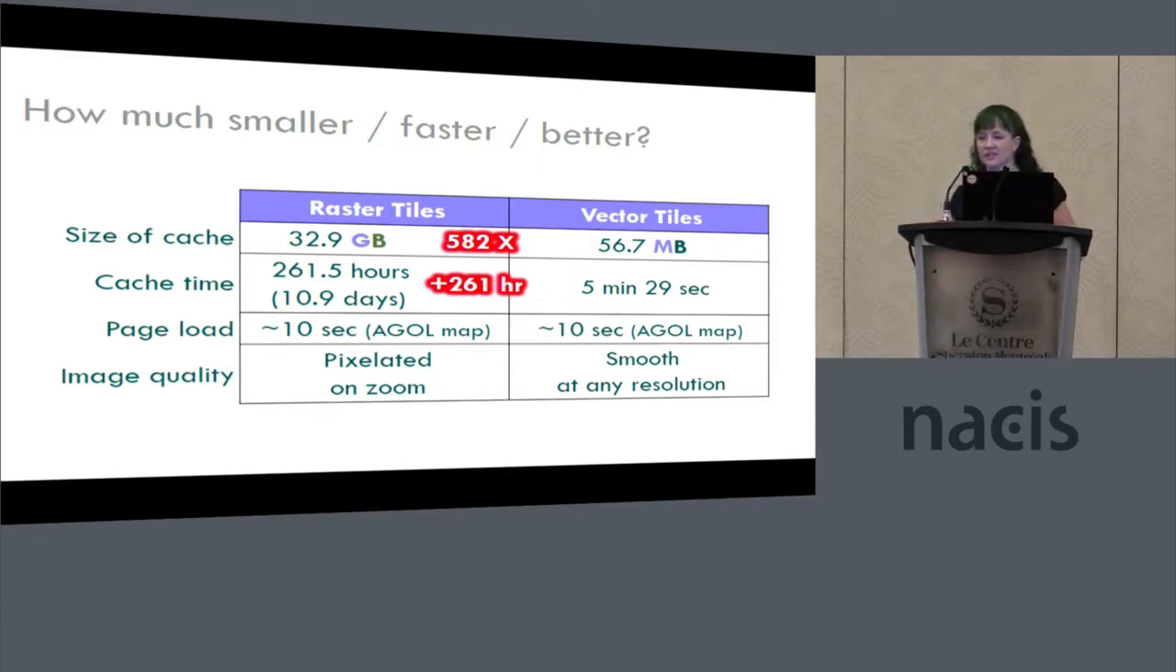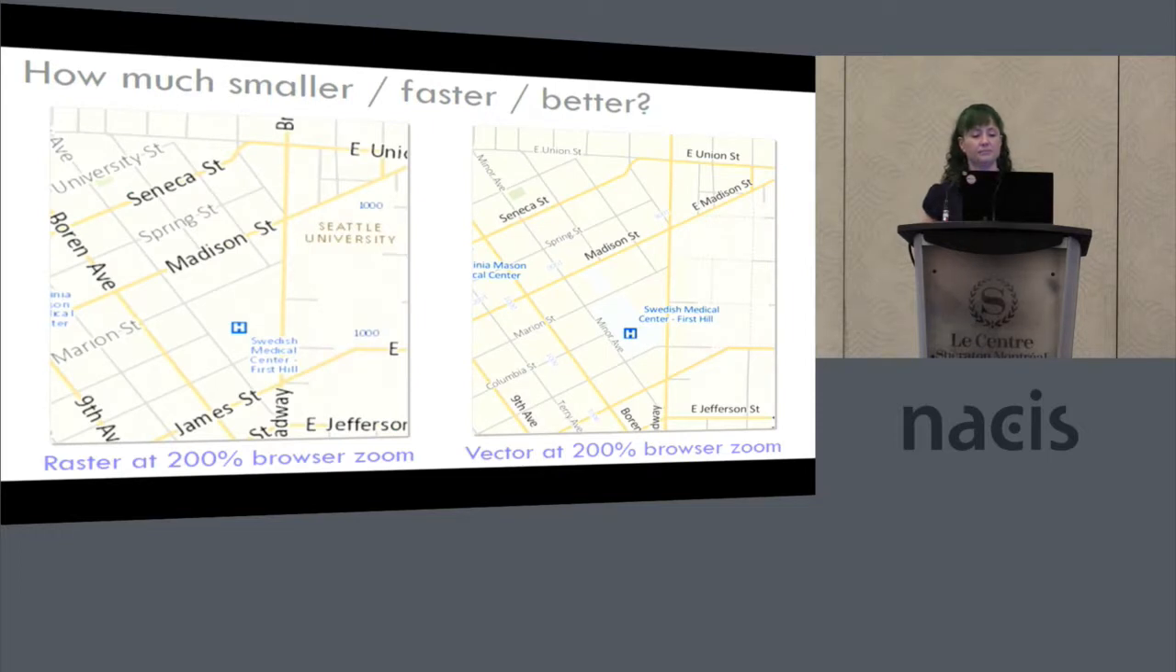The size of the vector tile cache is expressed in megabytes instead of gigabytes. It takes over a week to cache anytime you want to make changes to the raster base map. For the vector one, you can recache in 5.5 minutes. Performance is roughly about the same from some testing I did. And of course, the image quality is better. Let me show you an example.